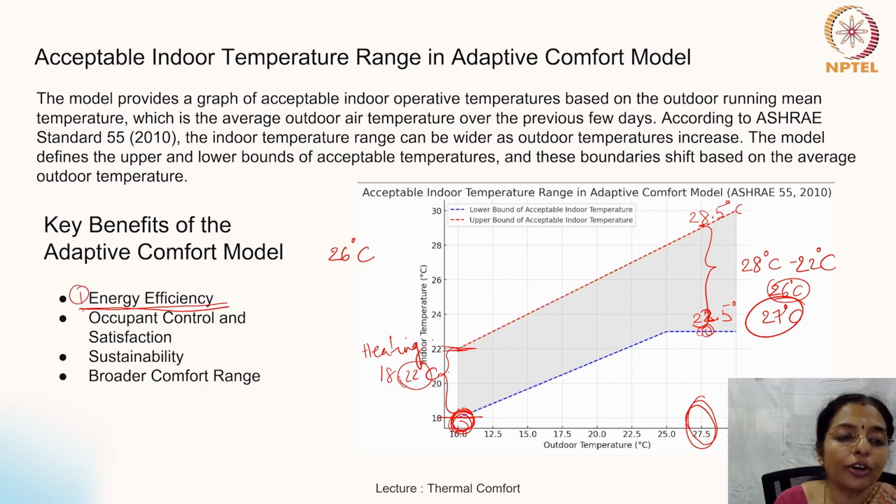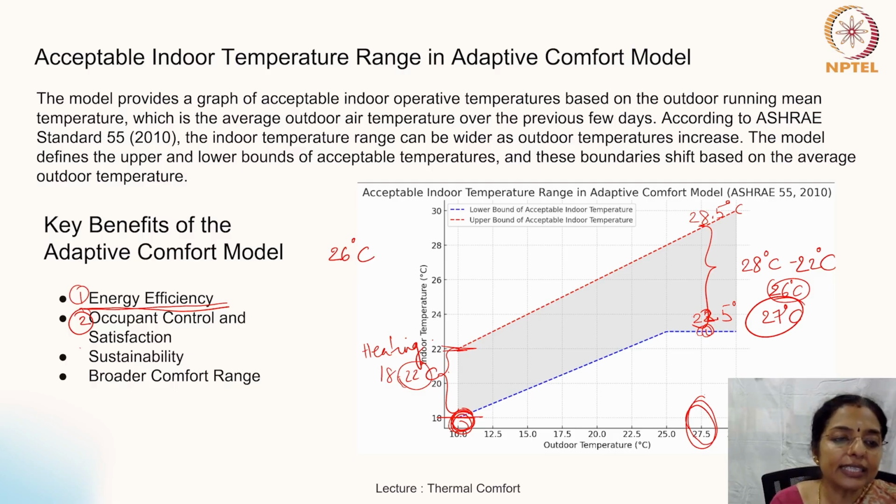Second is occupant control and satisfaction. Now, the occupant is able to control his or her environment. By giving occupants more control over their environment, by say adjusting windows, fans, or adjusting their clothing, the model increases satisfaction while still maintaining comfort, especially in warmer countries. And you should remember, most of the warmer countries are along the tropics, and these are the countries where economy or economic feasibility is also something which we must consider.